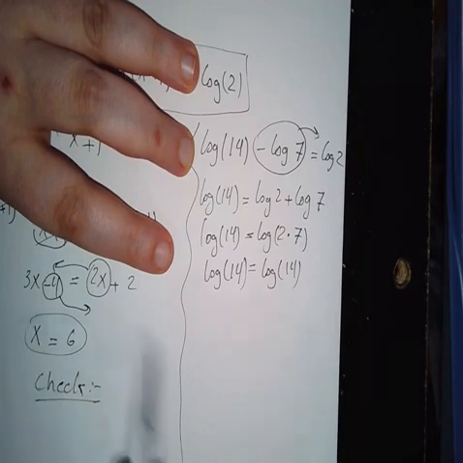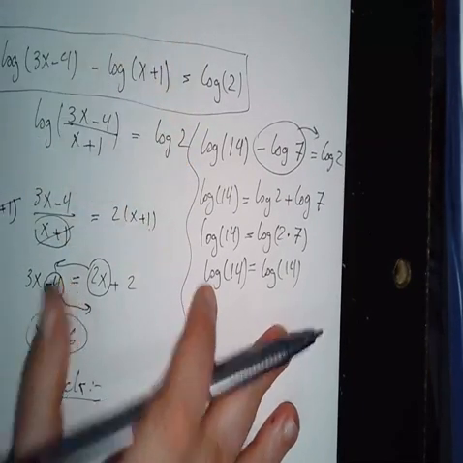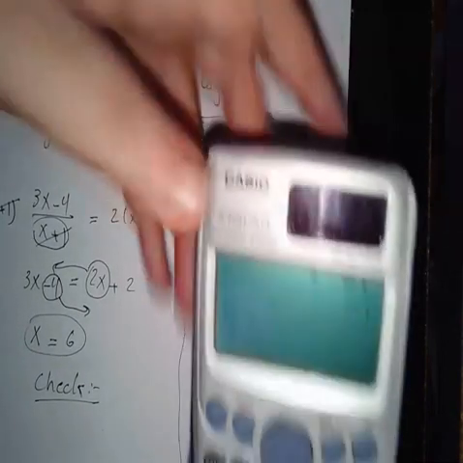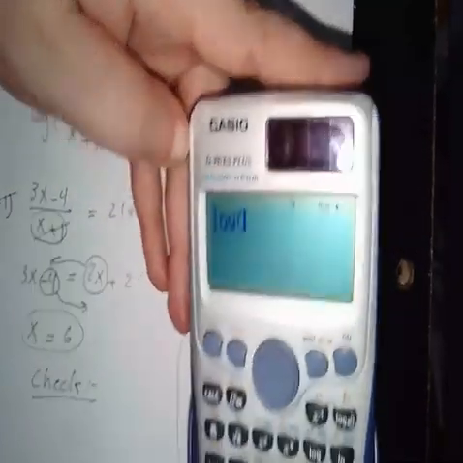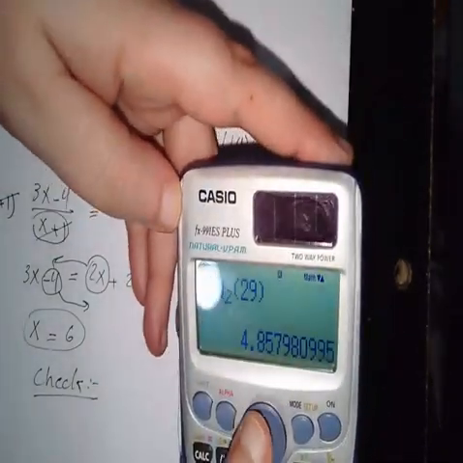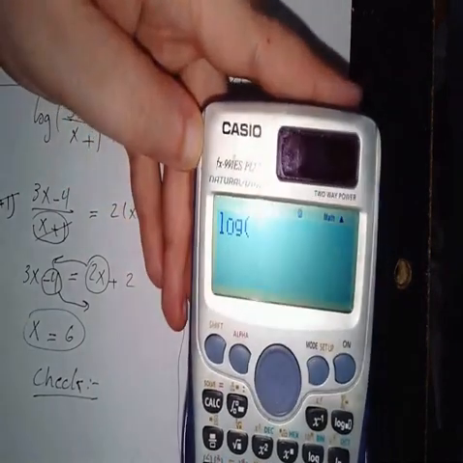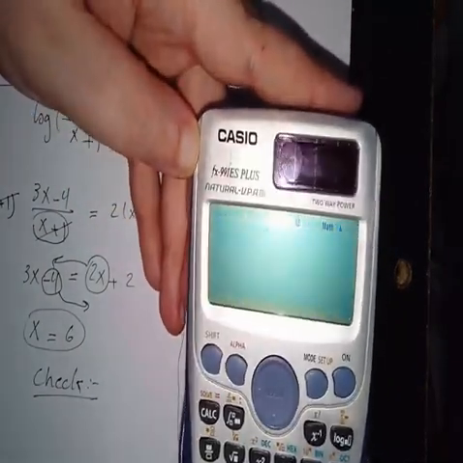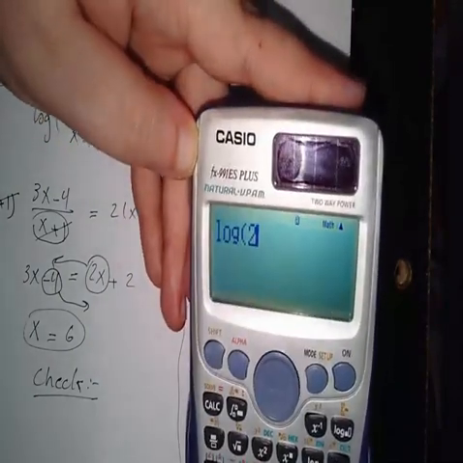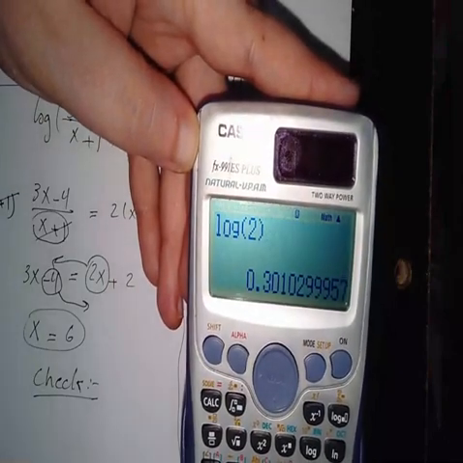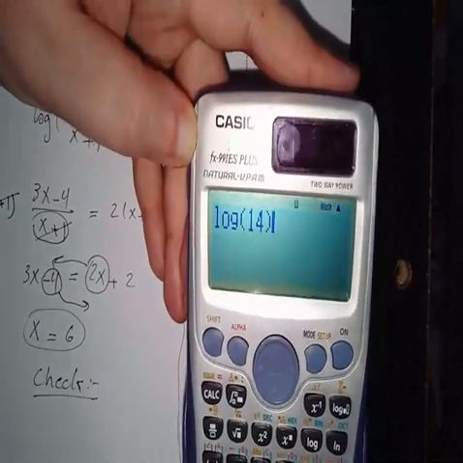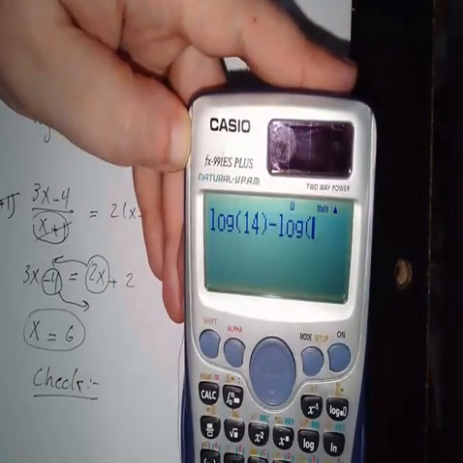Same thing. So this is if you didn't want to use a calculator. You're welcome to. You can use your calculator. Here. So we have log of 14. You have an answer for that? Yep. Okay. Backtrack. Log of 7. Do you have an answer for that one? And log of 2. Do you have an answer for that? Yep. Okay. Now, log of 14 minus log of 7.